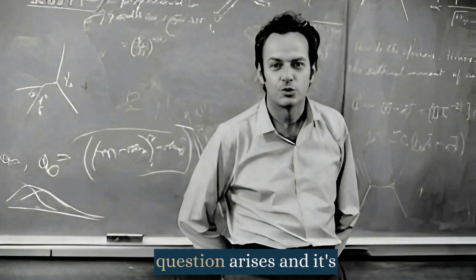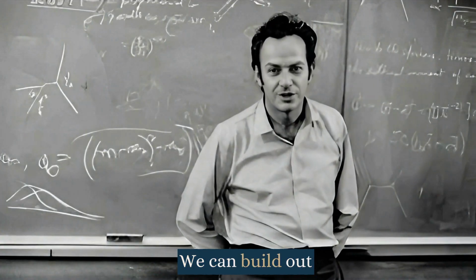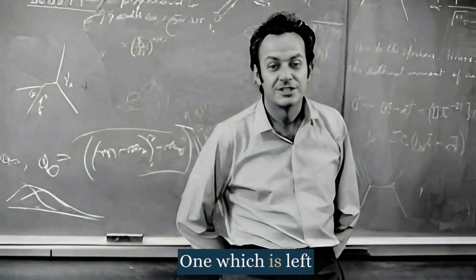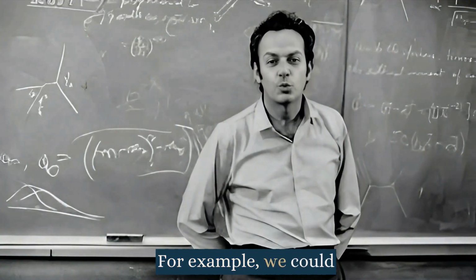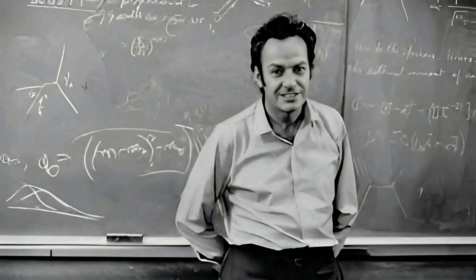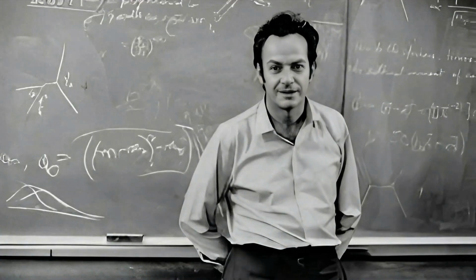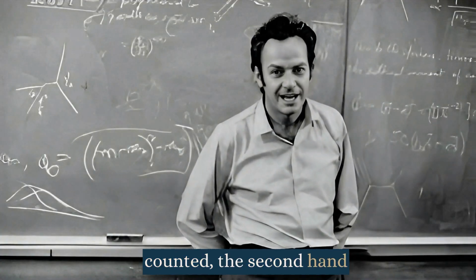But now an immediate question arises, and it's one that shook physics to its core. We can build out of matter two clocks, one which is left hand and one which is right hand. For example, we could build a clock which is not built in a simple way, but has cobalt and magnets and electron detectors which detect the presence of beta decay electrons and count them. Each time one is counted, the second hand moves over.